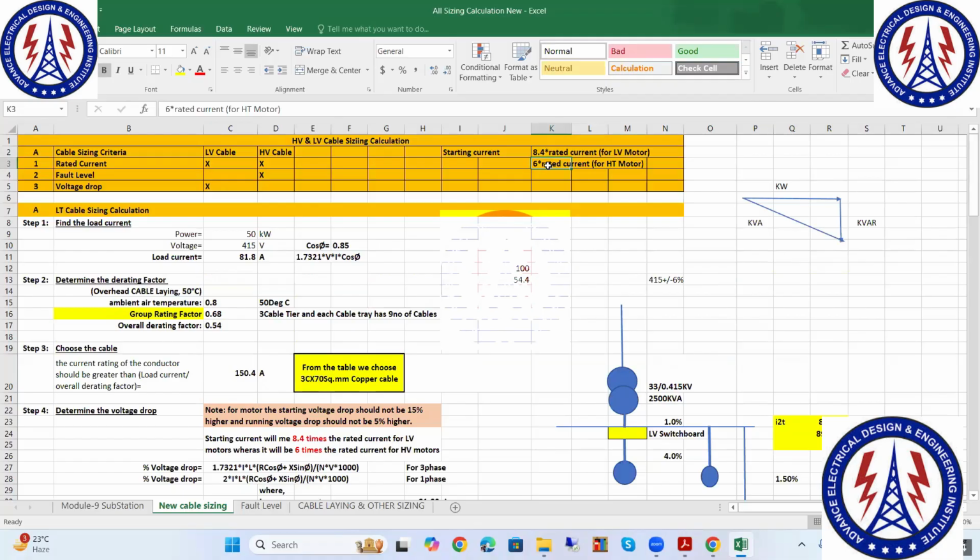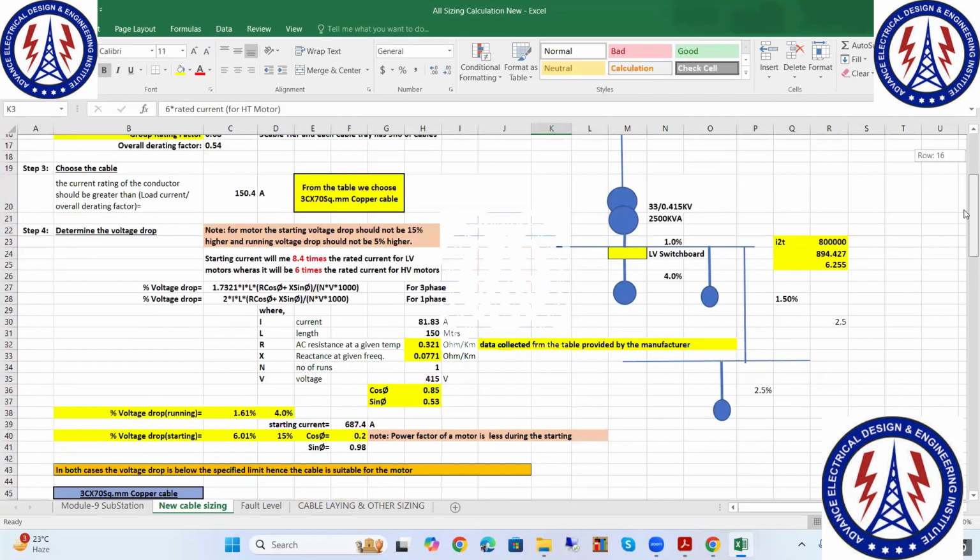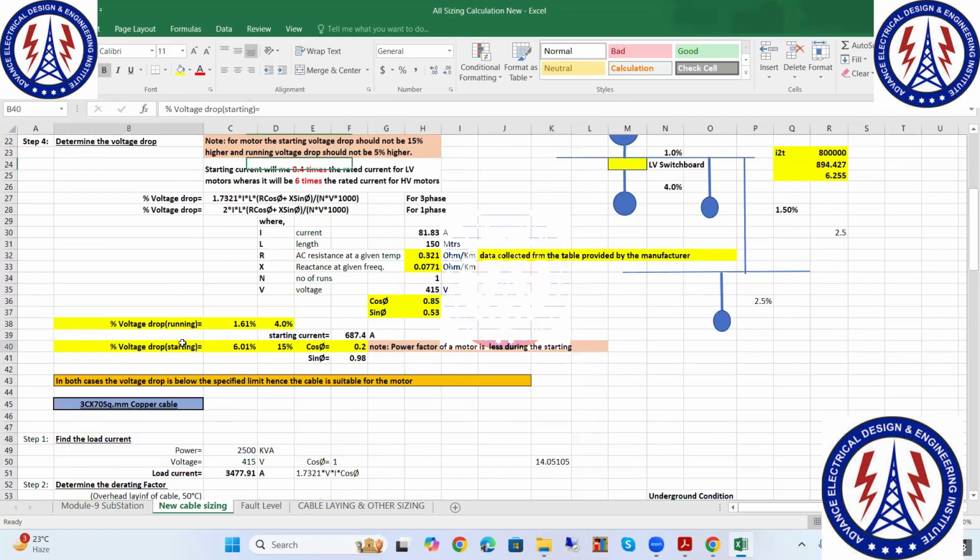Then how are we considering this in the calculation? This we use in the starting voltage drop. In the starting voltage drop, I will use the starting current as well as the starting power factor. So the running current is multiplied by 8.4 here.